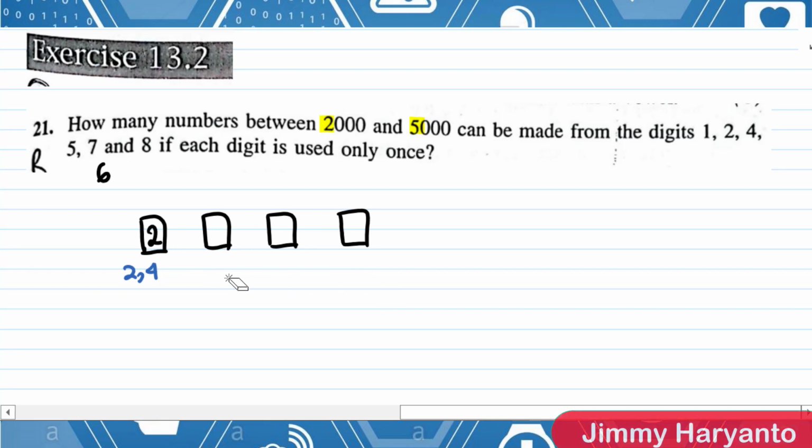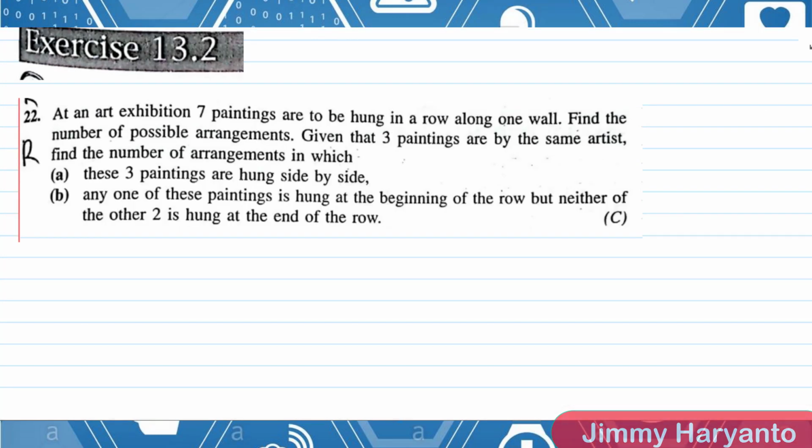That means you can fill in with the rest of the digits, ya. So we already take 1 digit for the first, either 2 or 4. That means we still have 5 digits left, 4 digits left, 3 digits left. 120. Number 21. Okay, next is number 22.